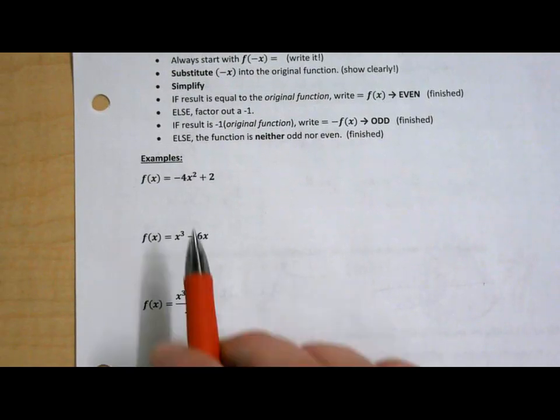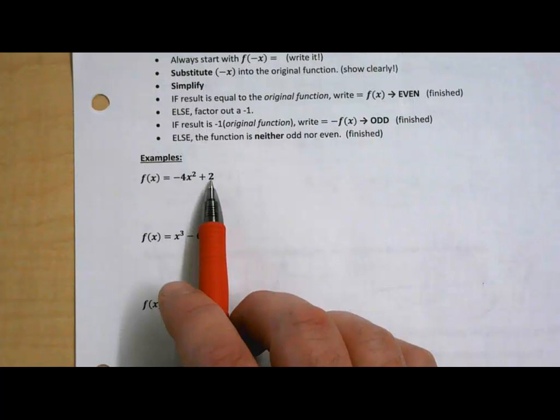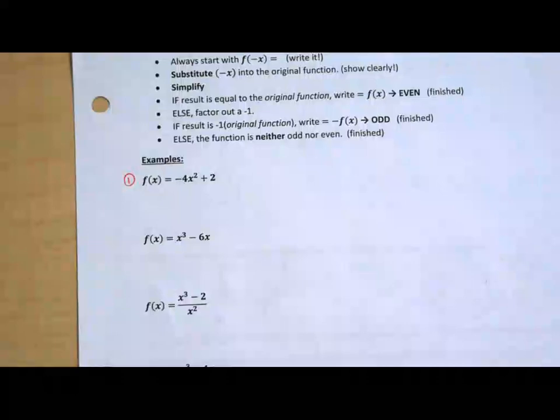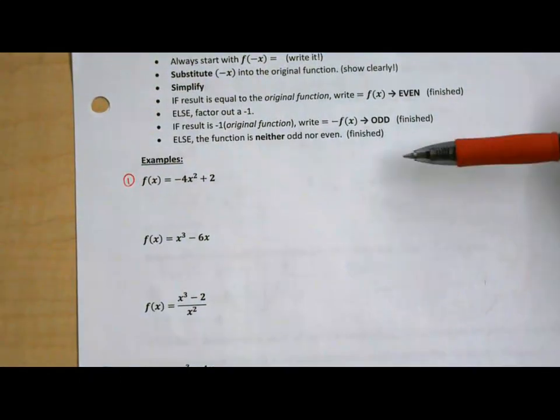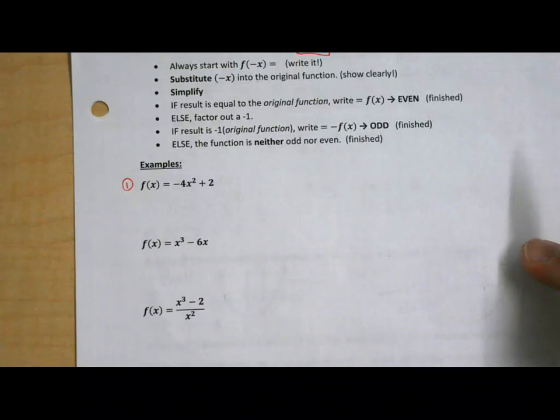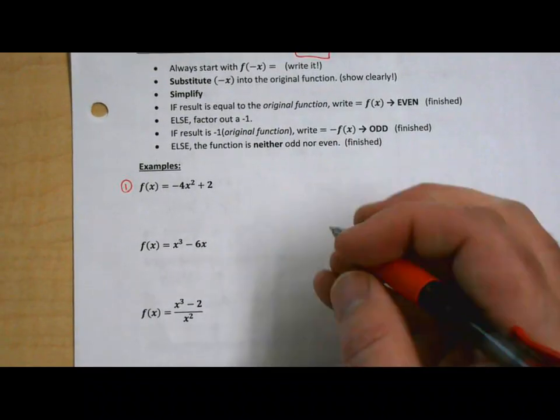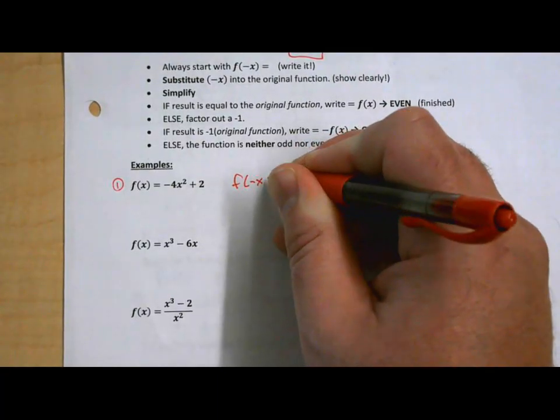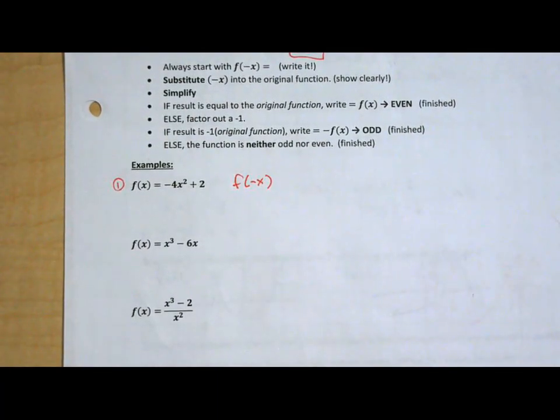So here's my function. I'm going to start off with this one. We'll call this number 1. And we're just going to follow step by step here. So what we're going to do is we're always going to start with f of negative x. And I need you to write down f of negative x. Not what it is, but write down actually f of negative x.